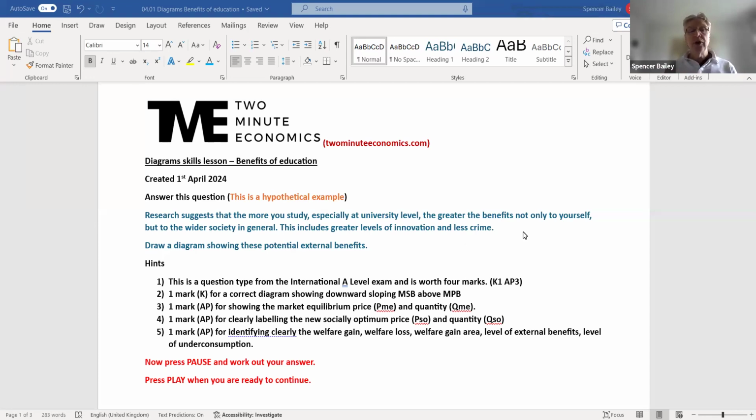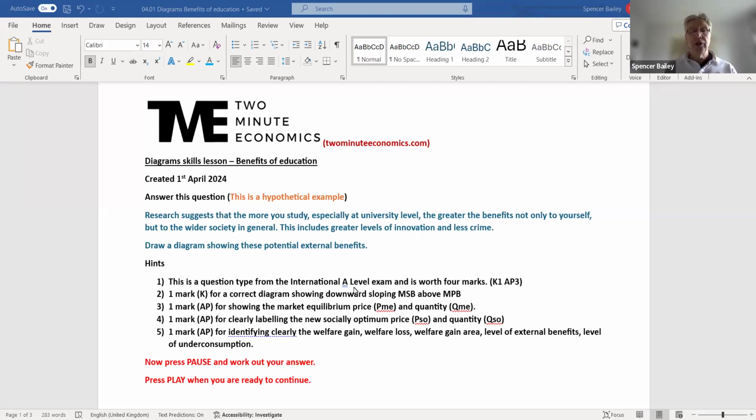Research suggests the more you study, especially at university level, the greater the benefits not only to yourself but to wider society in general. This includes greater levels of innovation, less crime, lots of other things, higher income levels, better quality of living, better standard of living. Draw a diagram showing these potential external benefits.